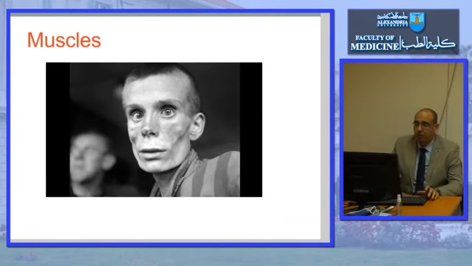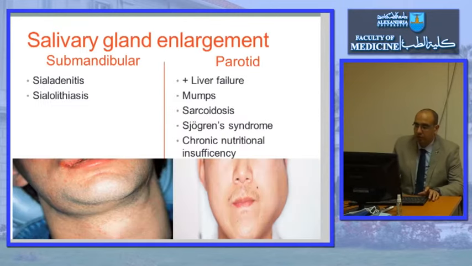Muscles, we should comment on the muscles of the face, especially if there is wasting or not. As you look here, there is wasting of masseter muscles and pterygoids. Salivary gland, if there is enlargement of the salivary gland or not. Look at here, there is enlargement of the submandibular salivary gland. Here there is enlargement of the parotid, and causes of parotid enlargement include liver failure, mumps, sarcoidosis, Sjogren syndrome, chronic nutritional insufficiency.